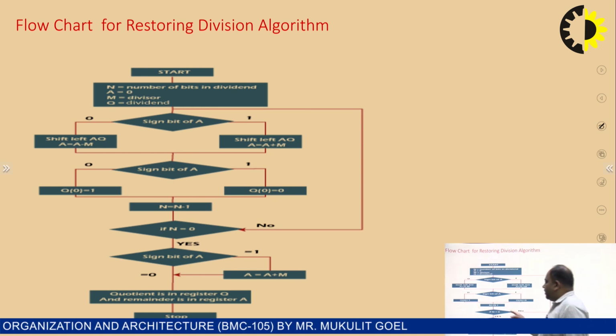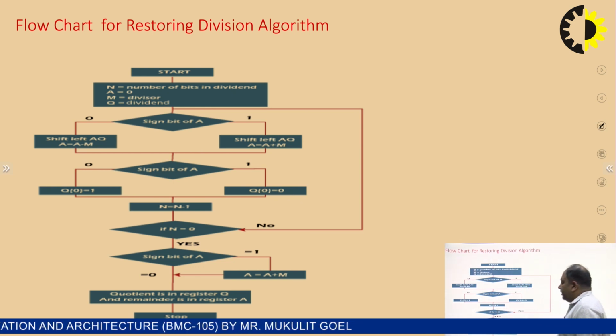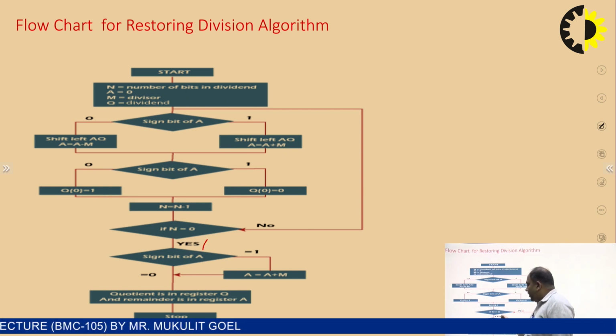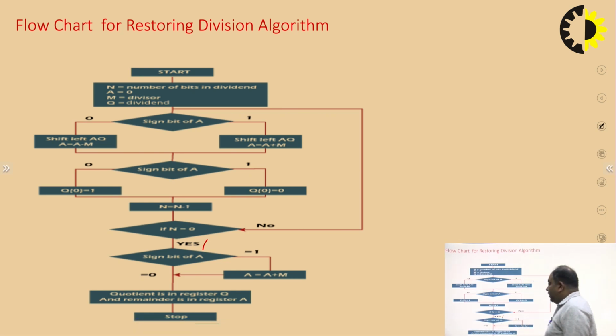We decrement the counter n by 1, and if n is equal to 0, then we check the sign bit of A and do the last iteration, A = A + M, and after that we get the quotient. If n is not equal to 0, we repeat all these steps until the value of n is equal to 0. It will become clearer with an example.